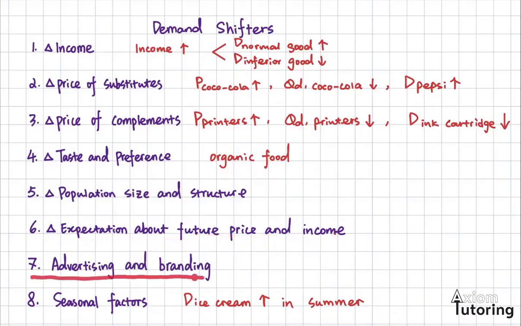Furthermore, advertising and branding can increase consumer awareness and preference, shifting demand for the good rightwards. Last but not least, seasonal factors. For example, the demand for ice cream is going to rise in summer, and the demand for coats is going to rise in winter.